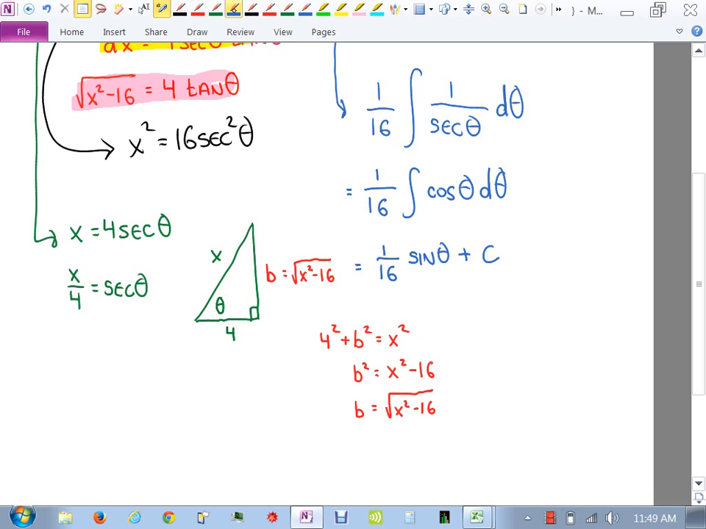So what is sine of theta then? Opposite over hypotenuse, right? Sine of this angle is opposite over hypotenuse. So I'm going to replace this. I'm coming back to this answer right here. I'll see the 1/16 sine theta. It's going to become down here 1/16, but sine is the square root x squared minus 16 over x plus c. Yes, we're done.